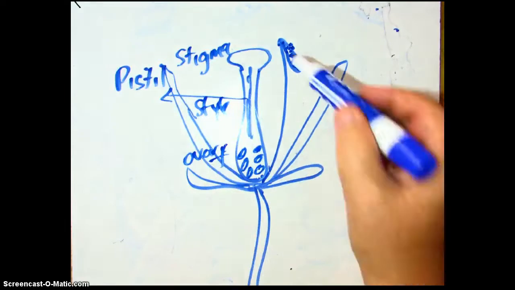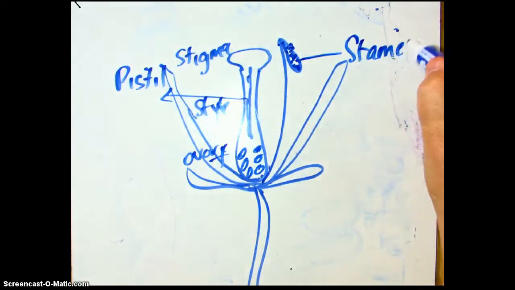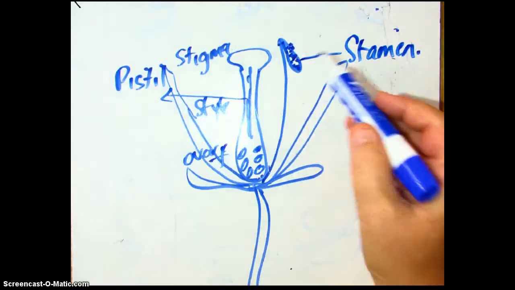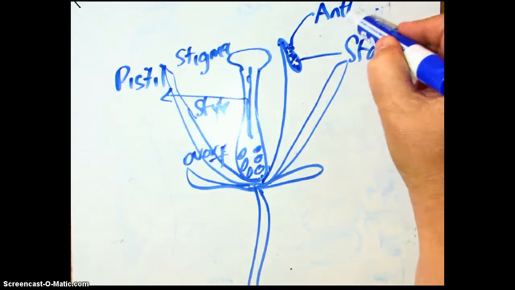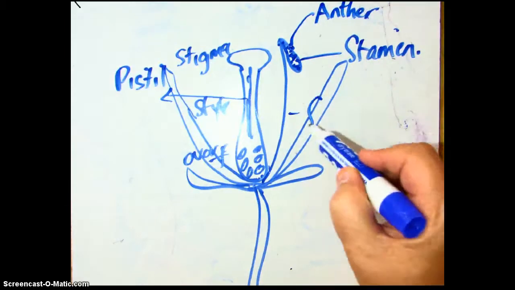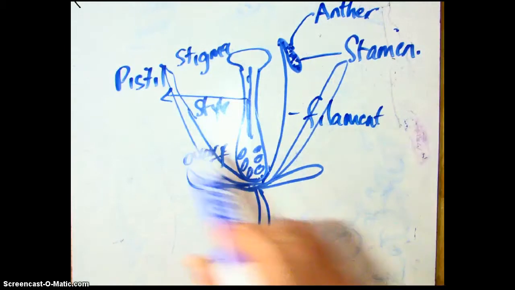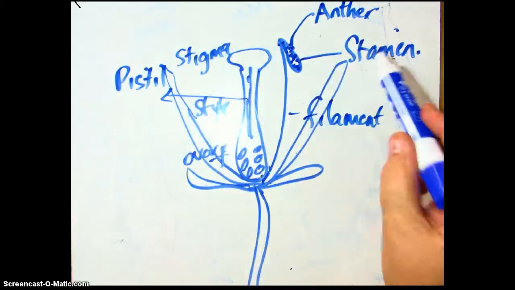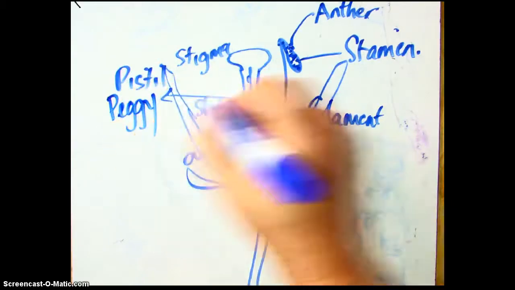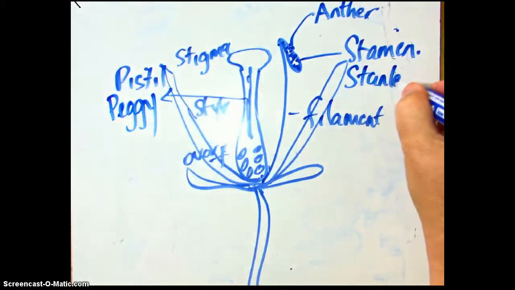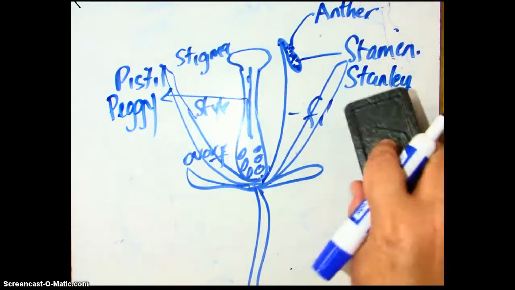Okay, and this part here is the male part of the plant. It's called the stamen. The stamen consists of the anther, which is the top part where the pollen is, and the filament, which is the stick that holds up the anther. Okay, so the pistil is the female part and the stamen is the male part. The way I remember that is Peggy is the pistil and Stanley is the stamen. And Peggy and Stanley work in conjunction with one another to help fertilize plants.